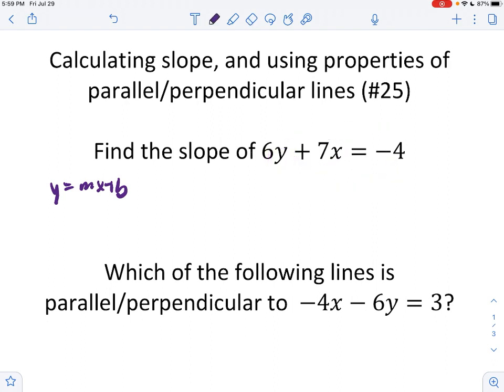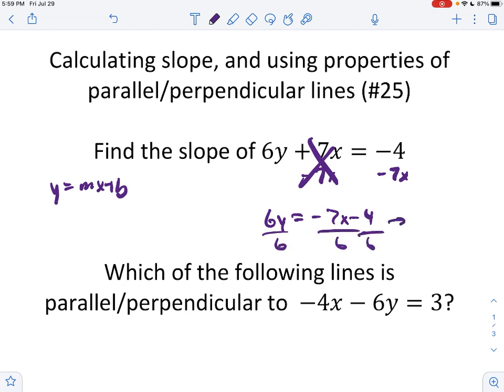So let's start by moving the 7x over by subtracting it. Since it's being added, we have to subtract it to have these cancel out. So 6y is equal to negative 7x minus 4. So you think, okay, the slope is negative 7, but again, this has to be y. It can't be 6y, because if it's 6y, then it's not isolated. If it's 6y, you need to divide everything by 6. So we end up getting y is equal to negative 7 over 6x minus 2 over 3.